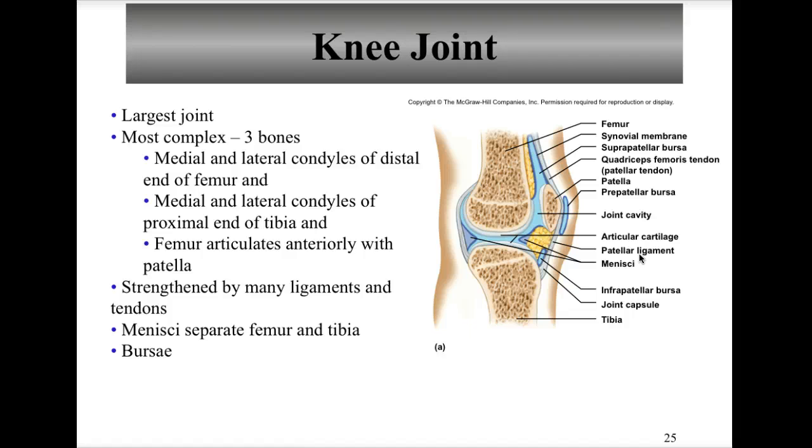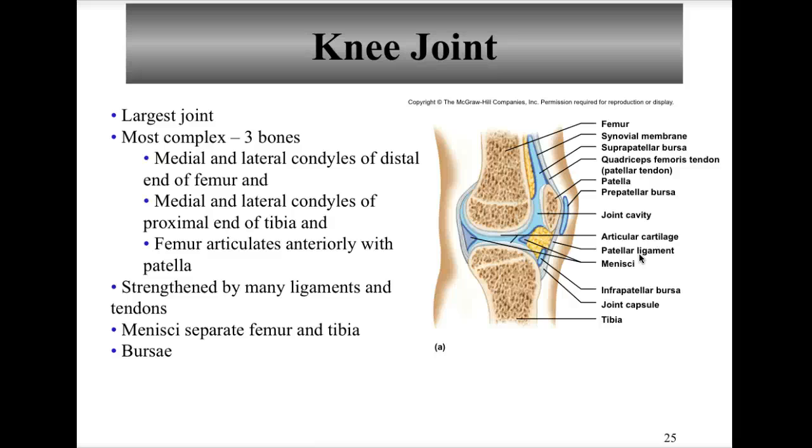Okay, the largest and most complex joint is the knee joint. It is the largest and most complex joint for many reasons. It's going to function as a hinge, even though the three joints are working together. You have the medial condyles of the femur and tibia that make one condyloid joint. You have the lateral condyles of the femur and tibia that make another condyloid joint.